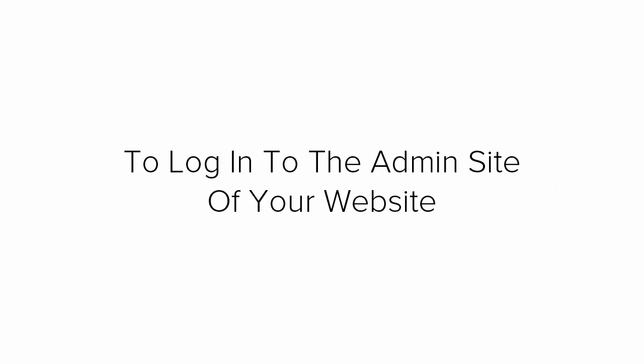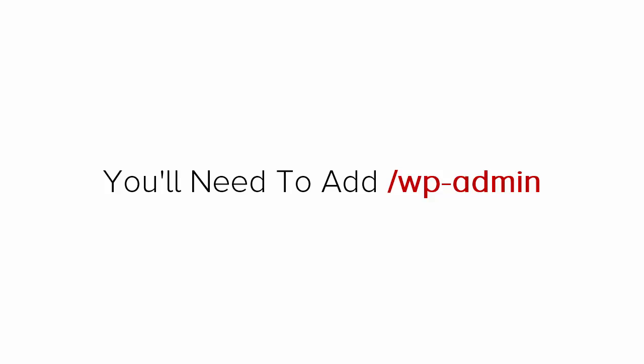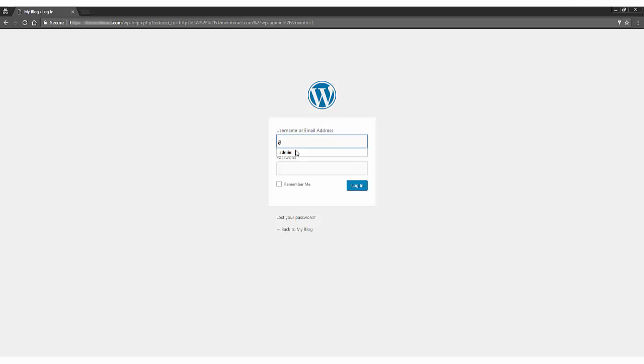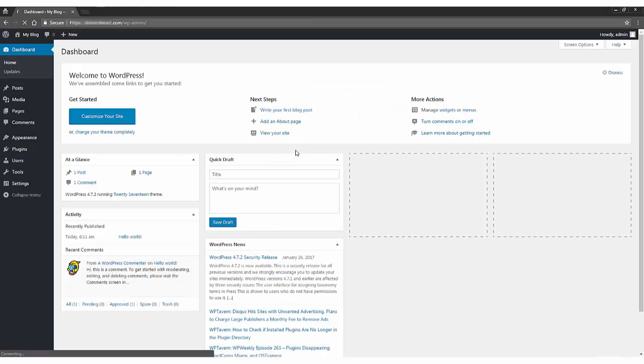To log into the admin side of your website, you will need to add /wp-admin to the end of your domain name, just like this. You will see a login page for you to enter username and password that you created while installing WordPress. Now once you log in, you will see a dashboard. This is where you can manage your website from.